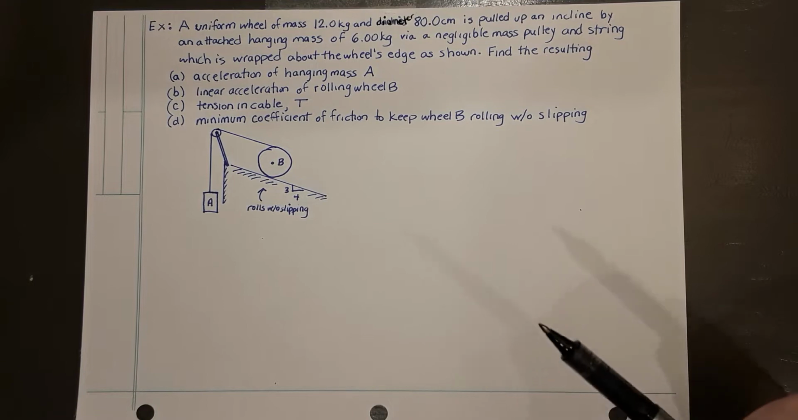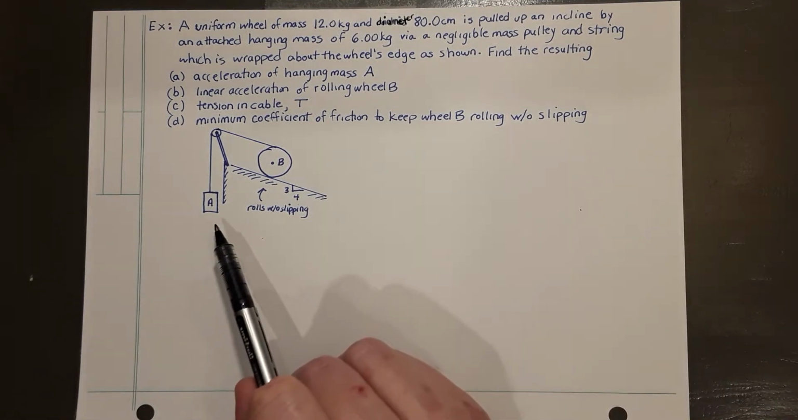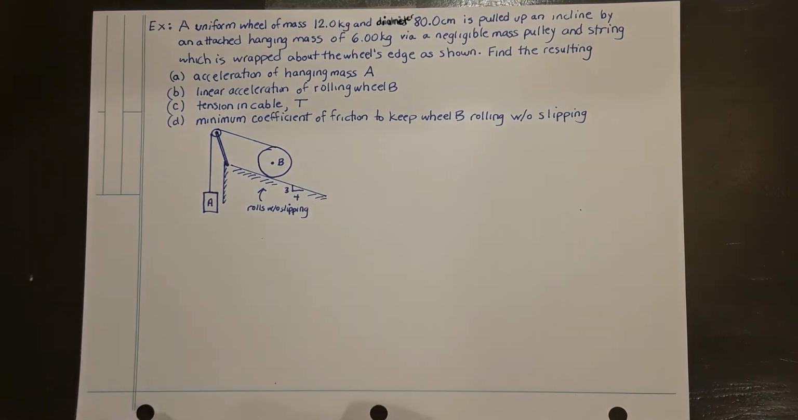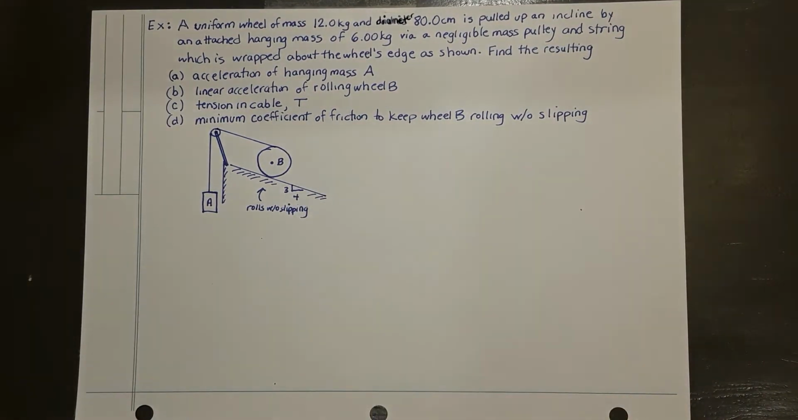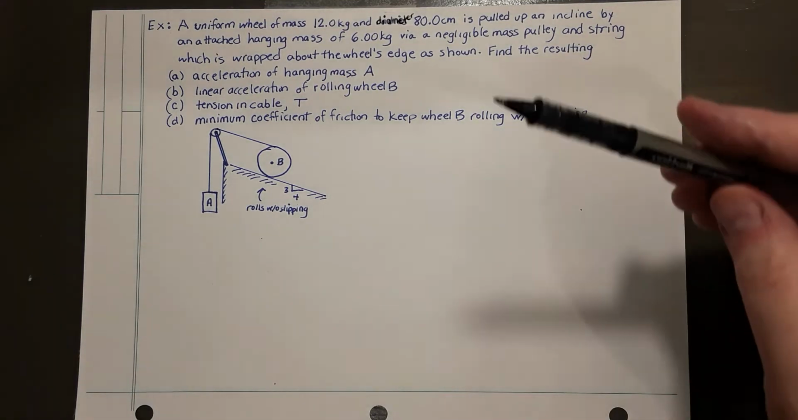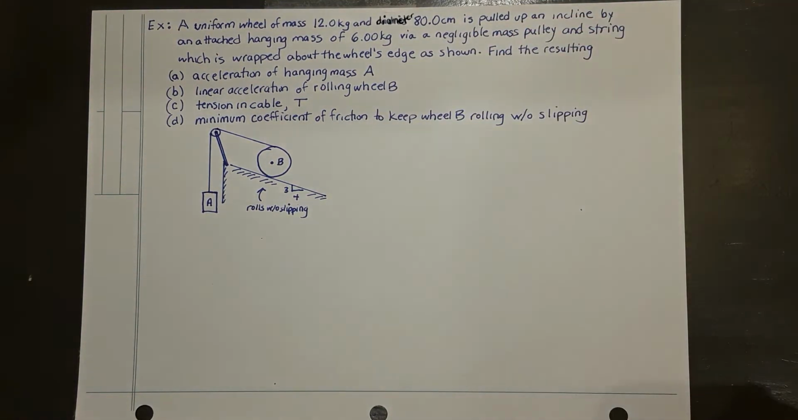an incline by an attached mass, A, of 6 kilograms with a negligible mass pulley and string, so we don't need to consider the masses of the string or the pulley, and the string is wrapped around the wheel's edge as shown. We want to find the resulting acceleration of the hanging mass and of the rolling wheel, the tension in the connected cable, and the minimum coefficient of friction required to keep the wheel rolling without slipping.